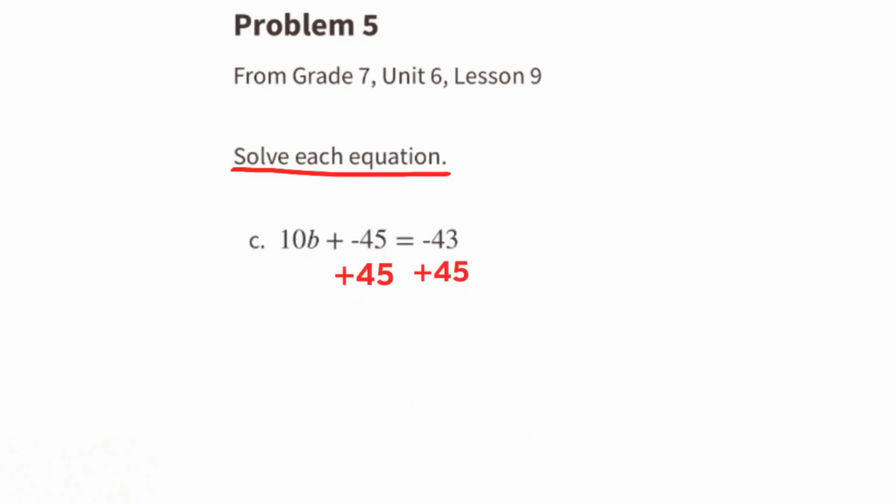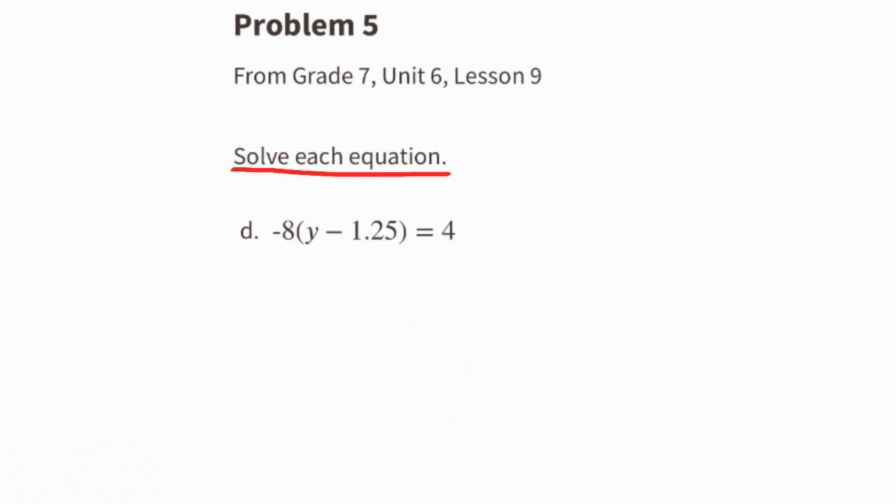C. Add 45 to both sides. The negative 45 is canceled out on the left side of the equal sign, and on the right side we have positive 2. Divide both sides by 10. On the left side it becomes 1b, or b, and on the right side it becomes 1/5. So b equals 1/5.